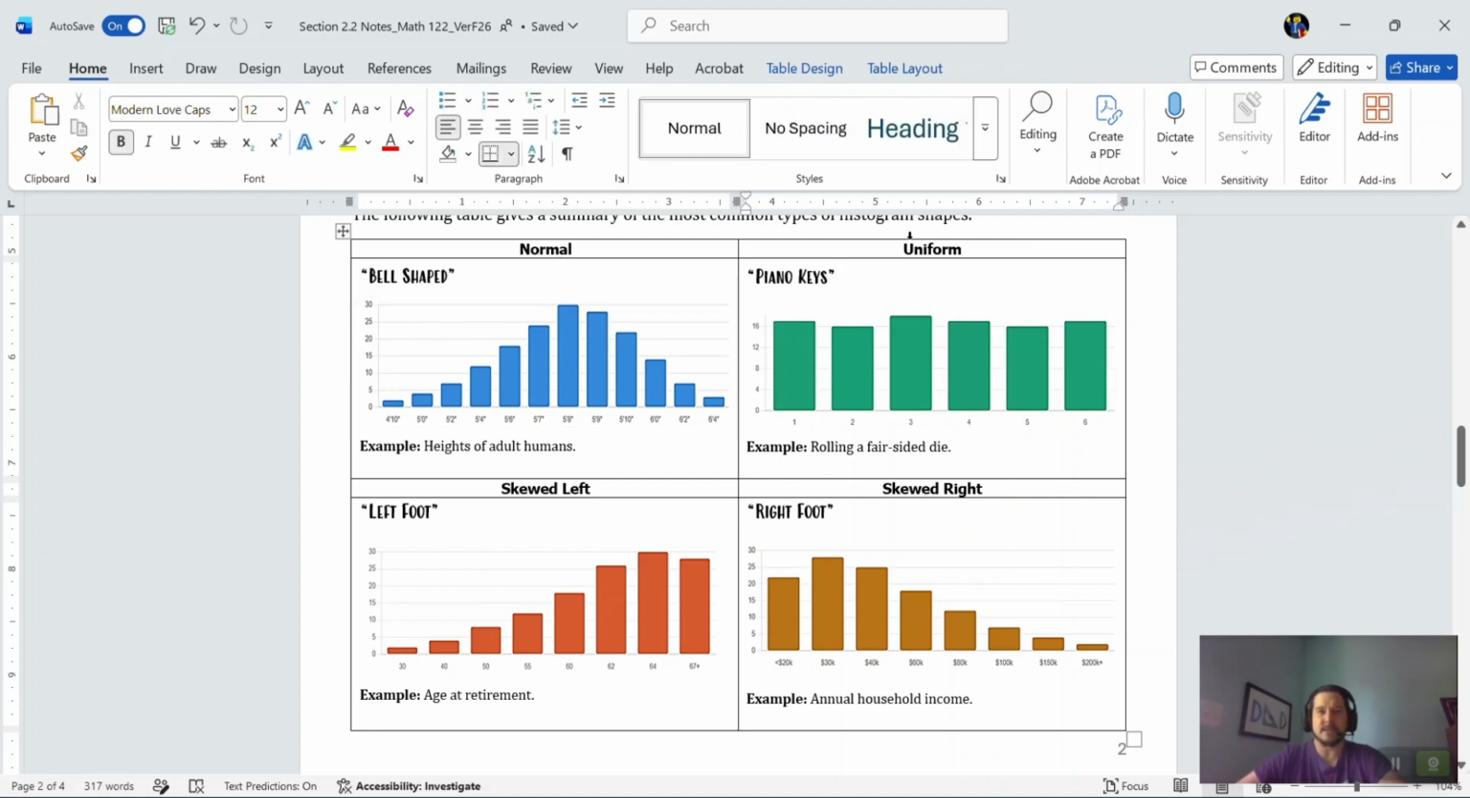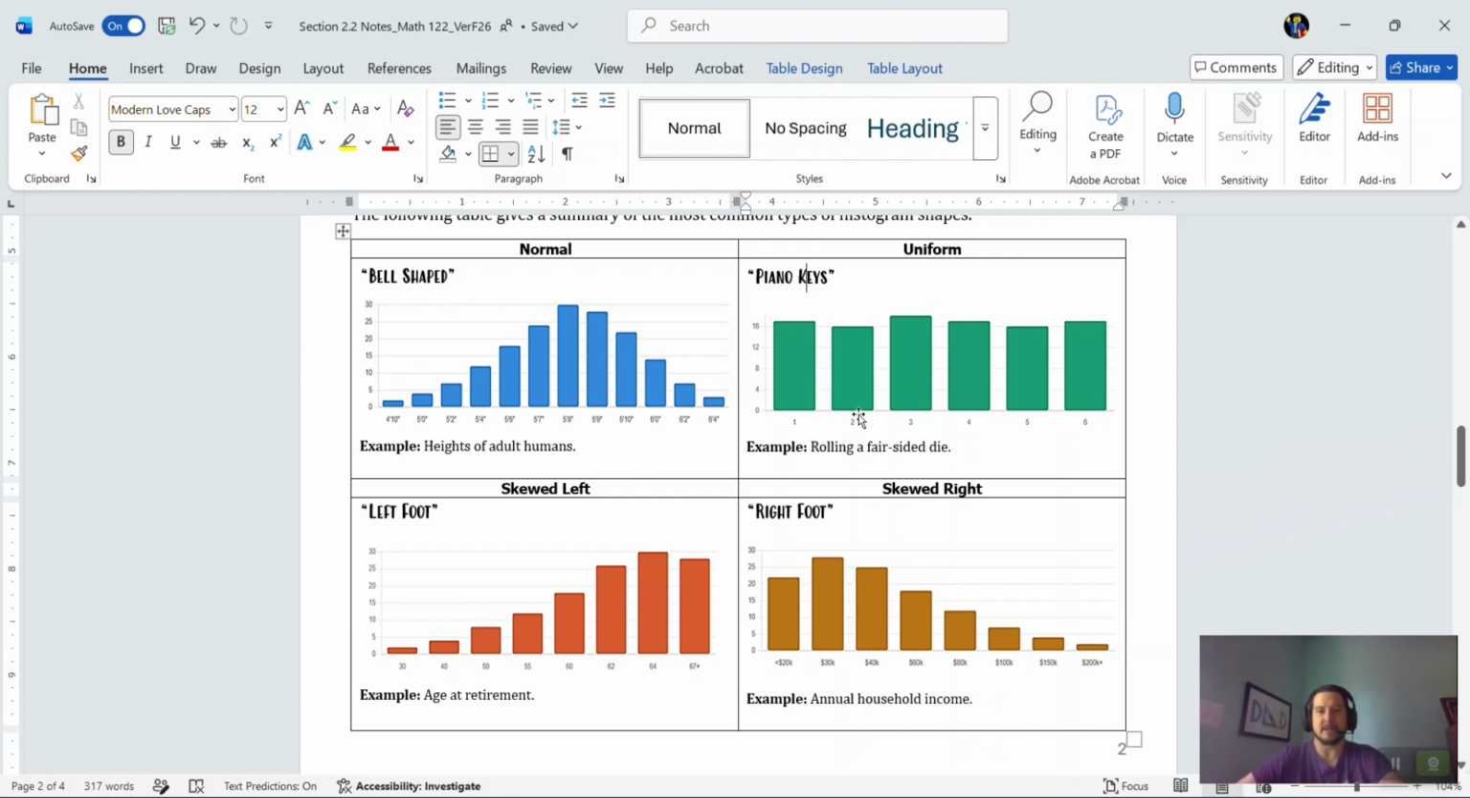And then the next one is a uniform. And as I was making this section of notes, I thought, a uniform distribution, when you plot it, kind of looks like piano keys. So I'll see how that resonates with the students and report back to you guys. But in a uniform distribution, most of the bars have a relatively equal height. And so rolling a fair-sided die would definitely give way to a uniform distribution.